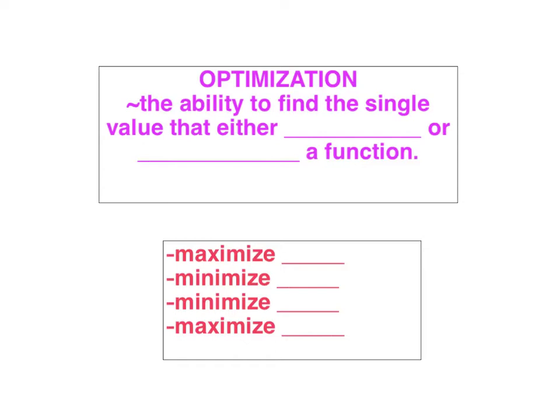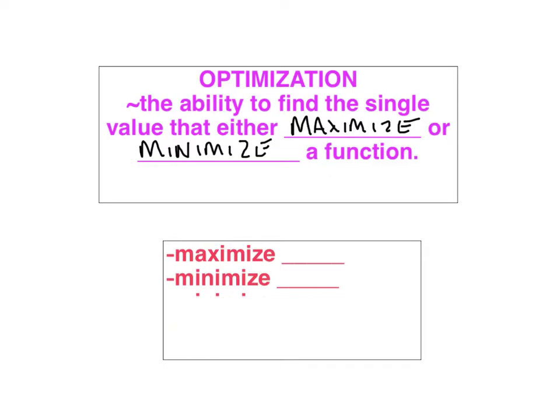Optimization is the ability to find the single value that will either maximize or minimize a function. The one thing that's very intriguing about this topic is you'll start to see how you can apply a lot of these problems to the real world. As an engineer, you might find yourself trying to maximize the volume of a pop can or the volume of a box.